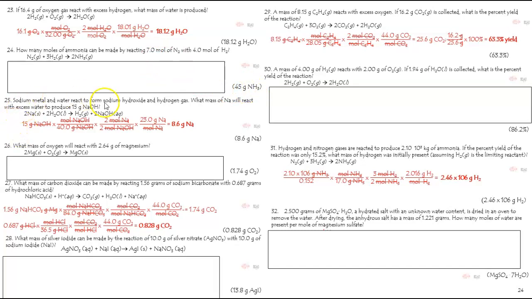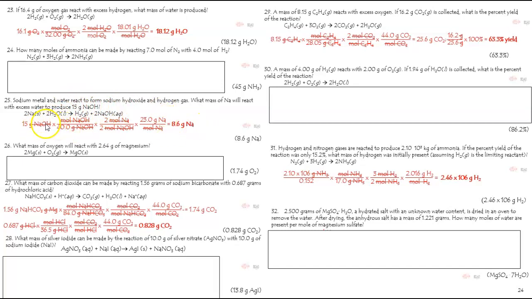Number 25, sodium metal and water react to form sodium hydroxide and hydrogen gas. How much sodium in terms of grams will react with excess water to make 15 grams of sodium hydroxide? This, I believe, is another 3-step gram-to-gram problem. We want to make grams. We're starting with grams. Start by writing the balanced chemical equation. It's done for you. Start with what you're given, the 15 grams of sodium hydroxide, and find out how many grams of sodium you needed.